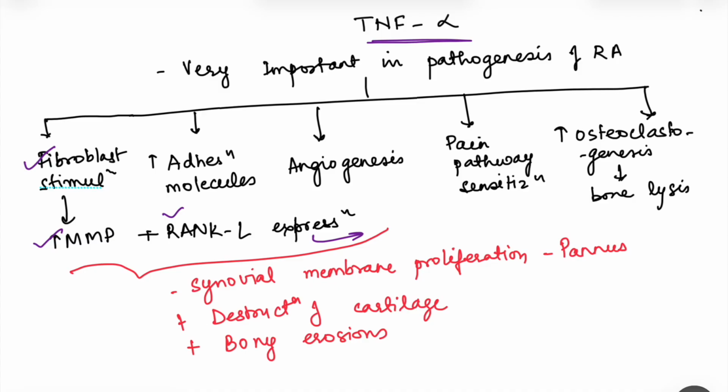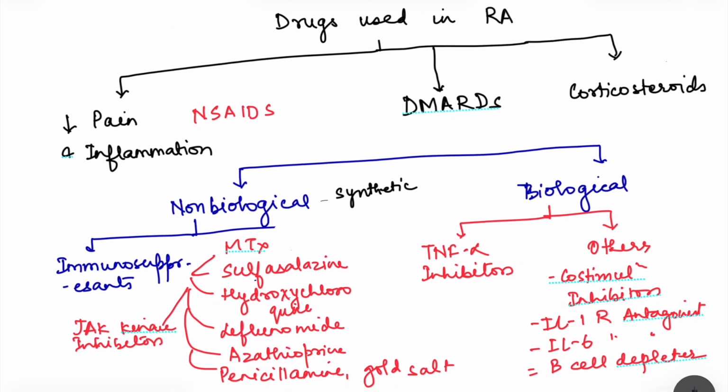And this is important for the basic characteristics of rheumatoid arthritis, that is synovial membrane proliferation leading to formation of pannus. Pannus is basically the synovial membrane proliferation with the connective tissue and the blood vessel growth, that is angiogenesis. Okay, destruction of articular cartilage occurs because of this increased MMP, and bony erosions also occur because of osteoclast activation. Then it also leads to pain pathway sensitization causing pain, and osteoclastogenesis, that is bone lysis, that we have already discussed. So what are the drugs which are used in rheumatoid arthritis?